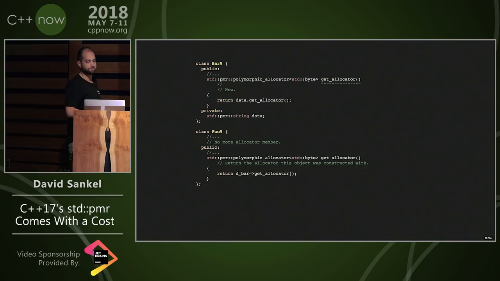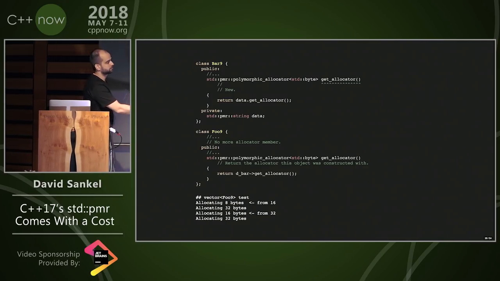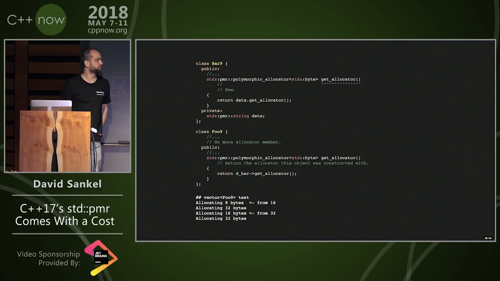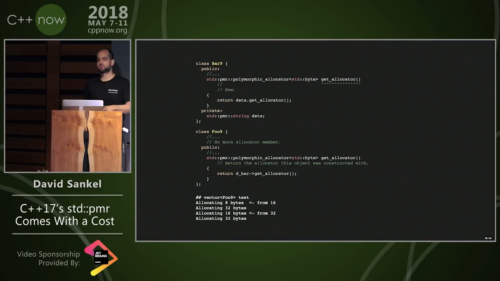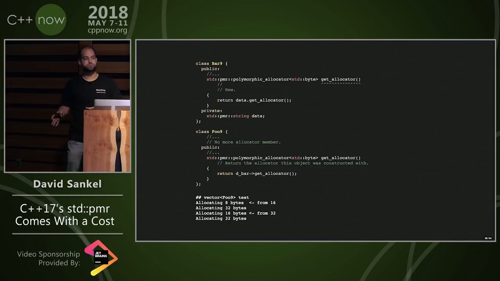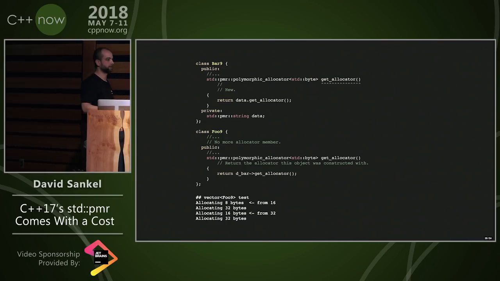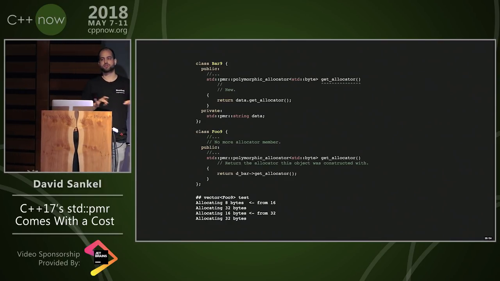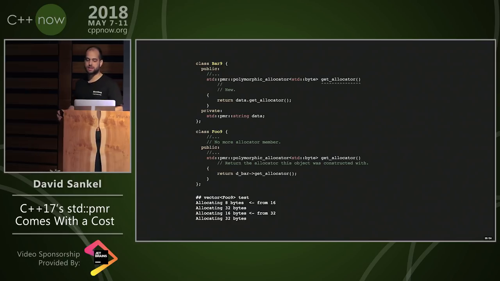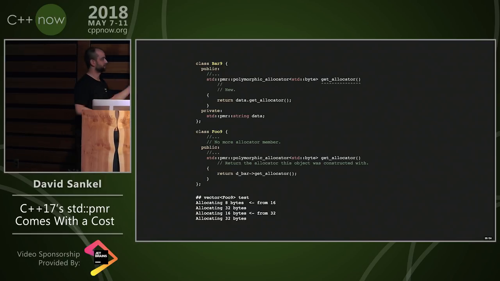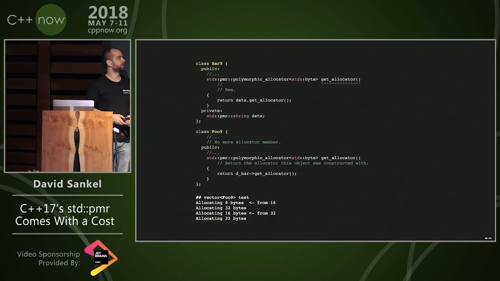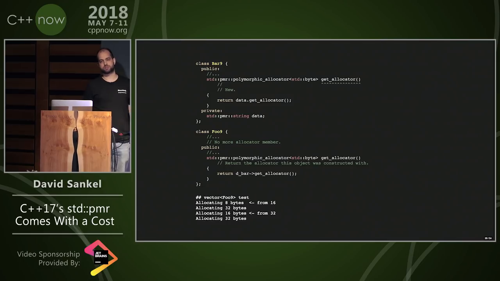So that's pretty cool. And now we're back to 8 bytes from 16. This is generally the kind of thing that you do when you're working with polymorphic allocators. You want to make sure you have as few redundant copies as you can, and that way you don't have to pay the consequences of a bloated object.